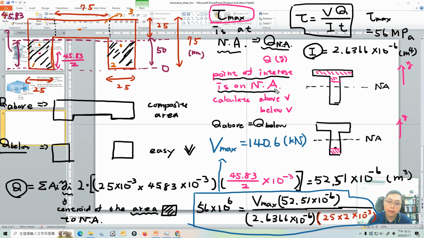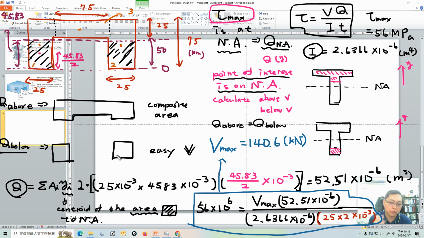If your point of interest is on the neutral axis, you can calculate Q above the neutral axis or Q below the neutral axis. You'll have the same answer. But in this problem, if you choose Q above, you will have a composite area. That's kind of more difficult. You still can calculate it, but it's more difficult. So we choose Q below, because Q below is a very simple two rectangular shape. That's much easier for the Q calculation.